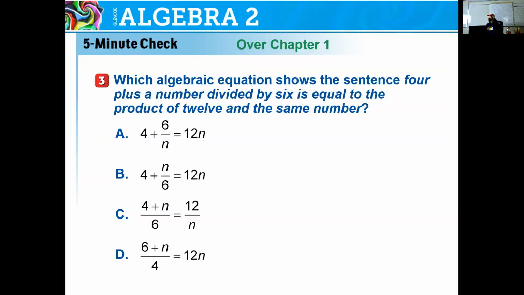Okay, so looking at it here, A, 4 plus 6 divided by a number. So A can't be it. B looks like a strong choice because it's 4 plus a number divided by 6 is equal to 12n. So B is a front runner so far. 4 plus n divided by 6, we don't want that. The distinction between these two is probably the hardest. But the way that the question is written, it states that the variable is divided by 6 by itself. So our answer should be B.